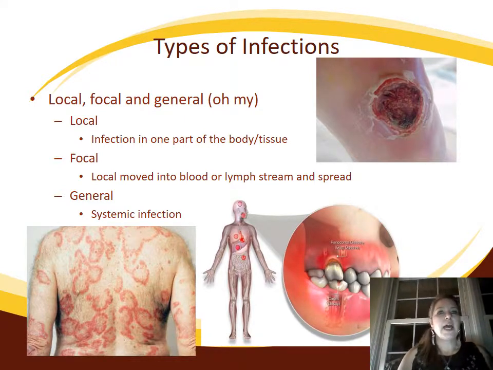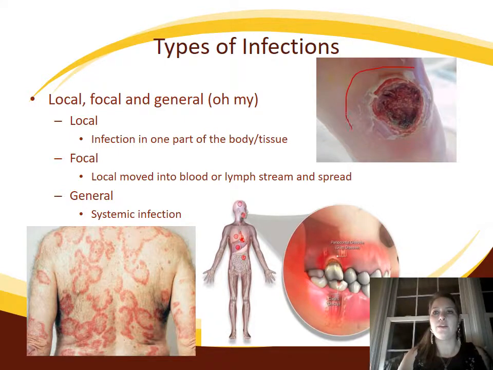All right, so the types of infections, local, focal, and general. Oh my. All right. A local infection is going to be an infection in one particular part of the body and tissue. So if it is contained to one specific spot, then you'll have what is called a local infection.